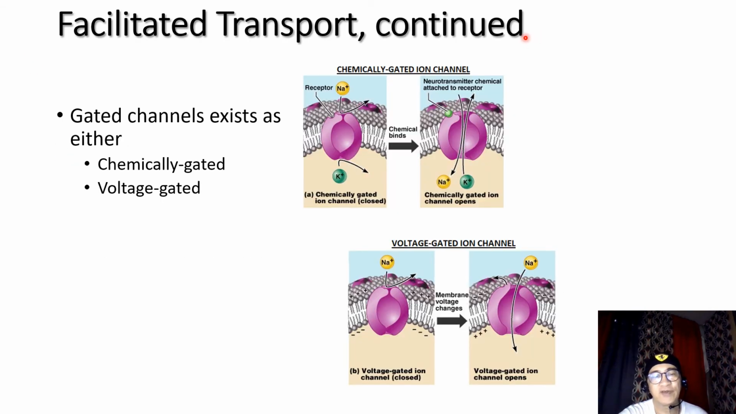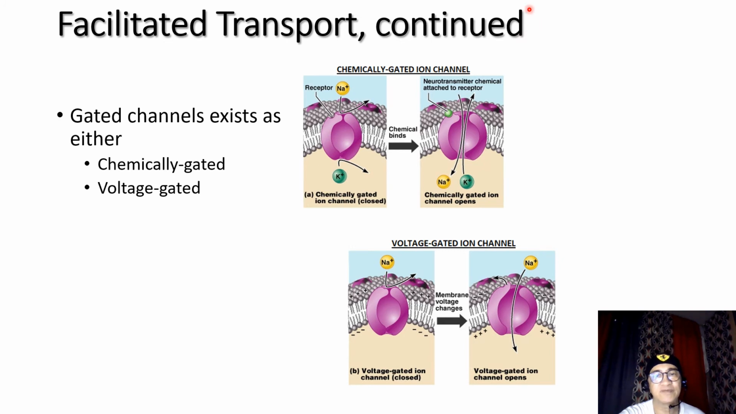Gated channels also exist in two forms, either as chemically gated or voltage-gated channels. Chemically gated channels open only when a specific ligand or chemical substance binds to it. And when it does, it opens up and allows the substance to move across the membrane. Voltage-gated channels open only when the voltage across the membrane, as shown here by the positive and negative charge at the two sides of the membrane, changes. And when that happens, the channel opens up, allowing the solutes to move across the membrane.